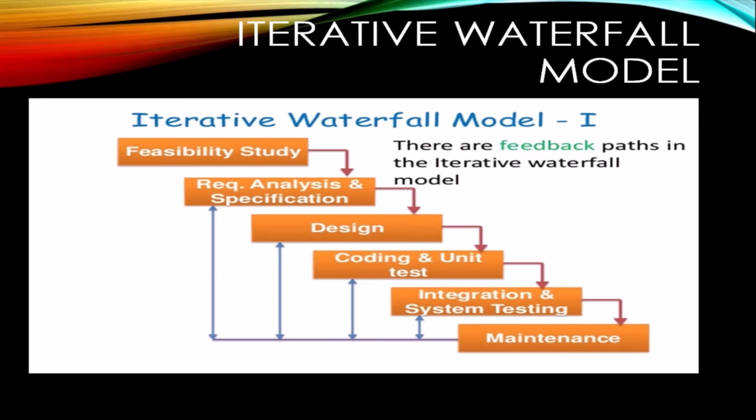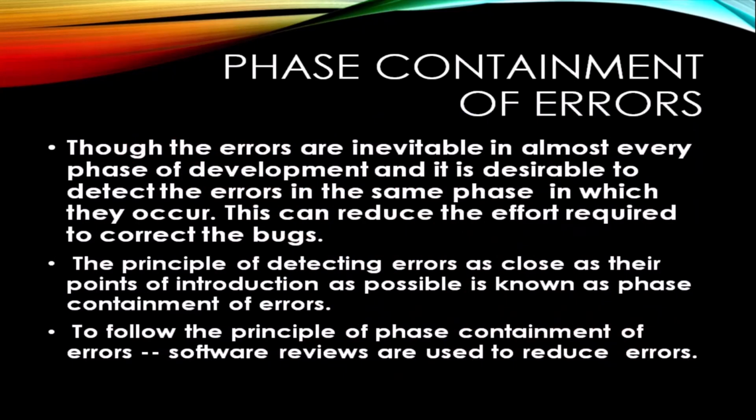This figure shows the iterative waterfall model, and from the figure it is clear that the feedback paths are there in this model. Phase containment of errors. Though errors are inevitable in almost every phase of development, it is desirable to detect the errors in the same phase in which they occur. This can reduce the effort required to correct the bugs.